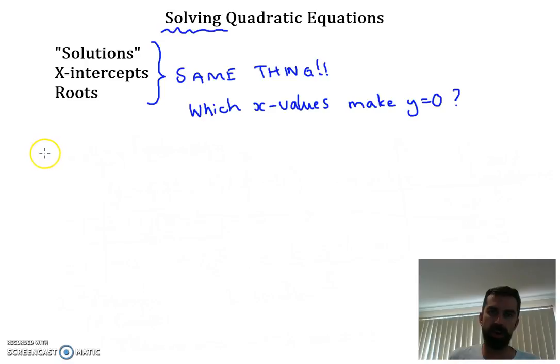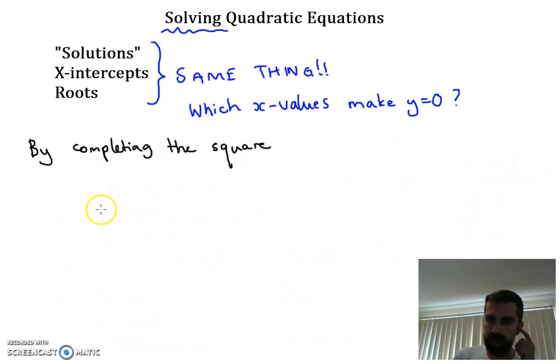Alright, so the other way that we can find the solutions, or the x-intercepts, or the roots, is by completing the square. So you remember from our last video, completing the square is that tricky little process where we convert the equation from a regular quadratic into a quadratic in vertex form. So we can also use vertex form to solve the quadratic equation.